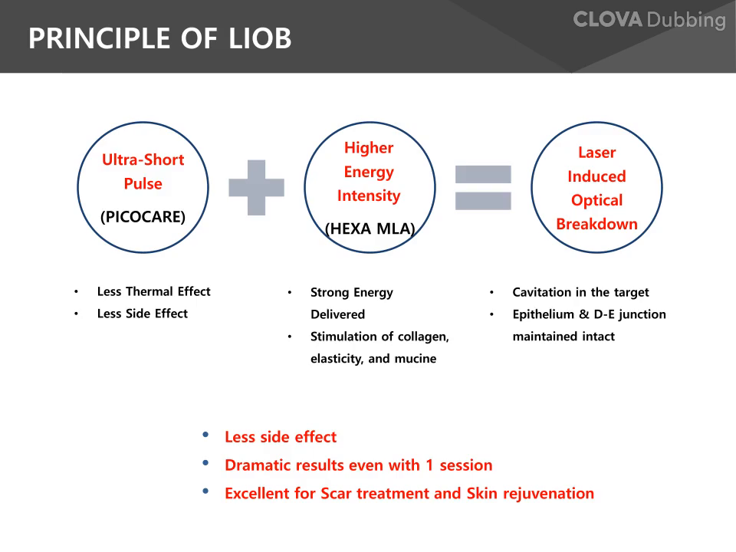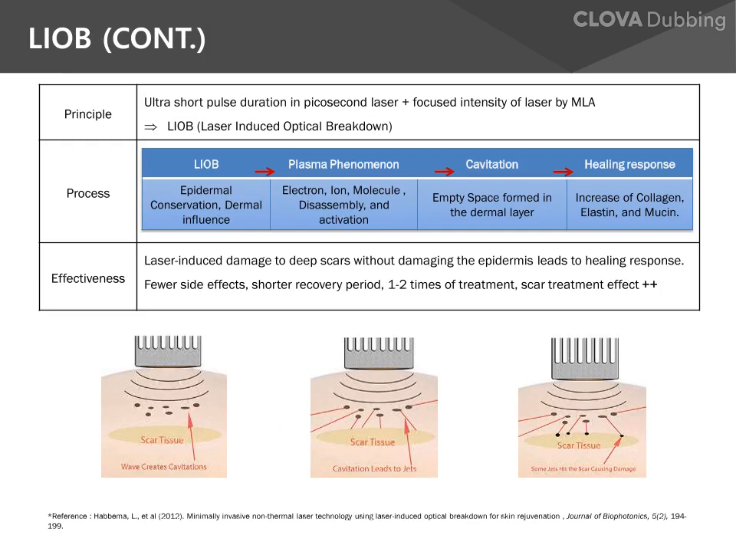When the laser is applied with the MLA handpiece, it induces the LIOB phenomenon with extremely short pulse duration and higher energy density. LIOB stands for laser-induced optical breakdown. This phenomenon creates micro-injuries in the target area, stimulating collagen regeneration and thus providing skin rejuvenation effects. If LIOB is achieved, significant scar removal and skin rejuvenation effects can be achieved in just one session with fewer side effects.